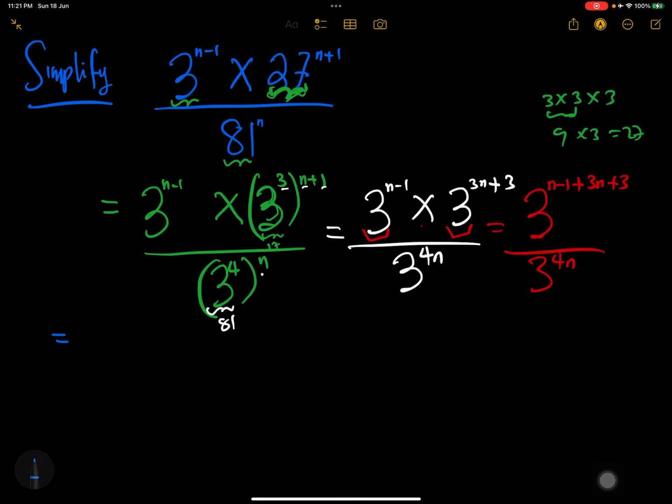We're going to have 3. This n, we're going to rearrange. It's going to be n plus 3n minus 1 plus 3. We just rearrange, divided by 3 to the power of 4n. We're going to have 3 to the power of 4n plus 2.